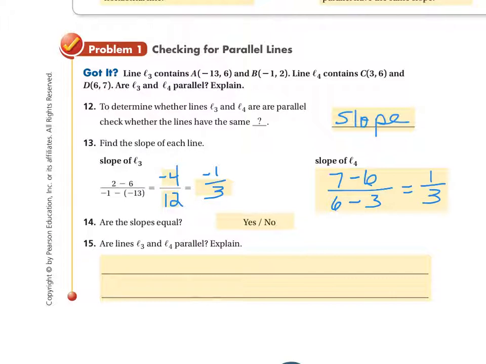So are the slopes equal? No, they're not. Are the lines parallel? No. Slopes not equal. That's one correct answer.